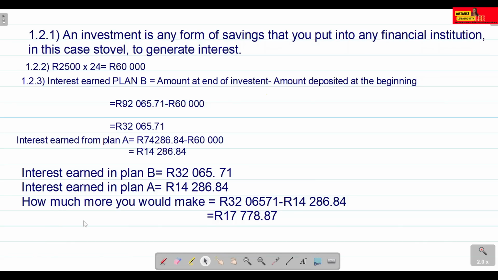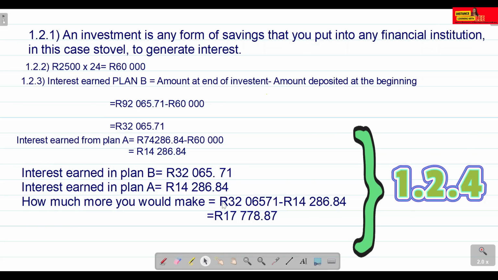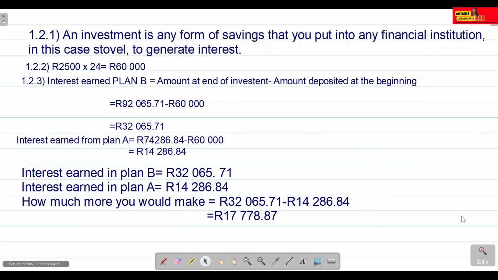So how much more would you make if you chose Plan B? You take the difference between these two interests earned, which is 32,065 rand and 71 cents minus 14,286 rand and 84 cents. You'll find that you will make 17,778 rand and 87 cents more interest if you decided to choose Plan B.